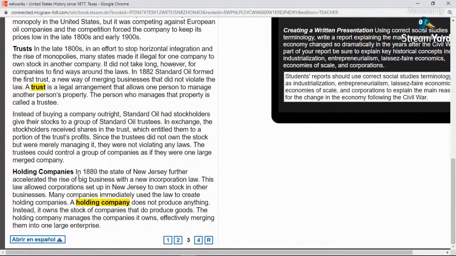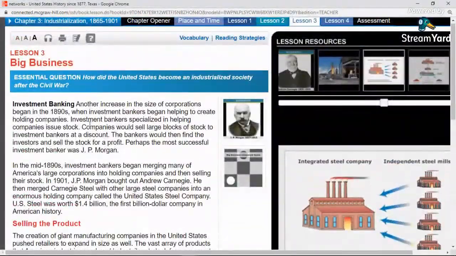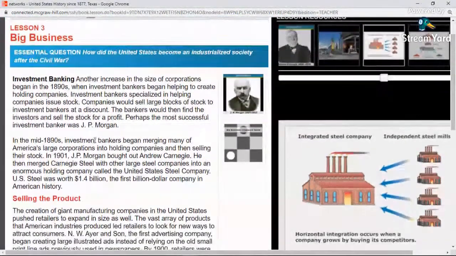So now I'm not even going to buy your stock. I'm going to create an imaginary company called a holding company where all it's going to do is buy your stock and manage. It's going to manage your company, even though technically I'm not buying it. And then another increase in corporations began when investment bankers began helping create holding companies.